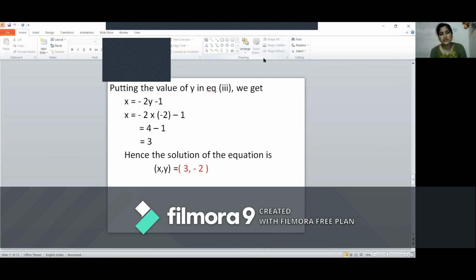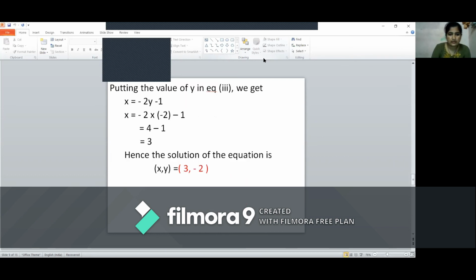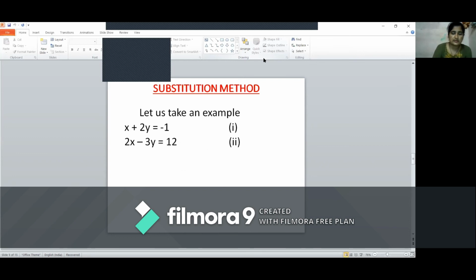You can verify here. You can put this value in equations 1 and 2. Put x as 3 and y as minus 2. If we put it in the LHS of the first one, x becomes 3, and plus 2 into y, where our value of y is minus 2, so it becomes 2 into minus 2, which is minus 4. So 3 minus 4 is minus 1. That means LHS is equal to RHS.